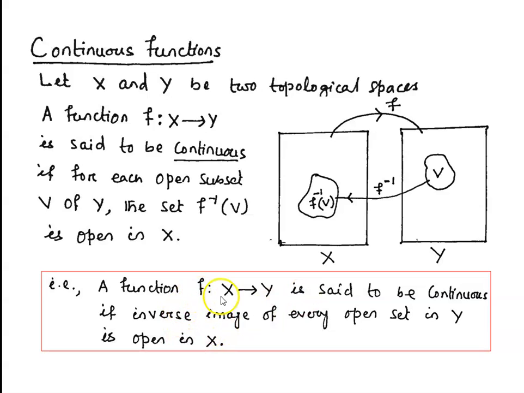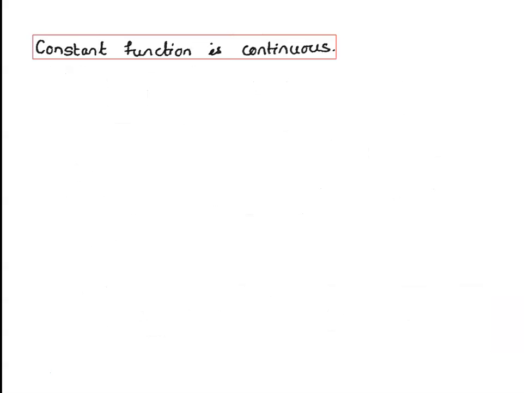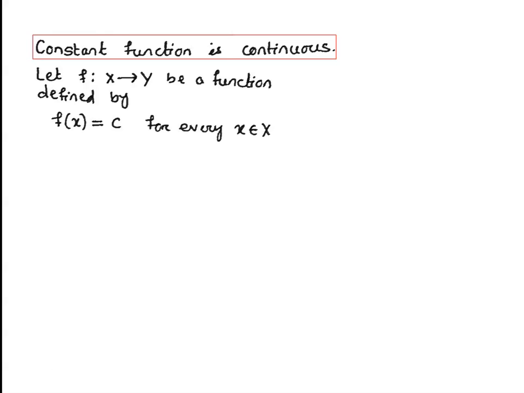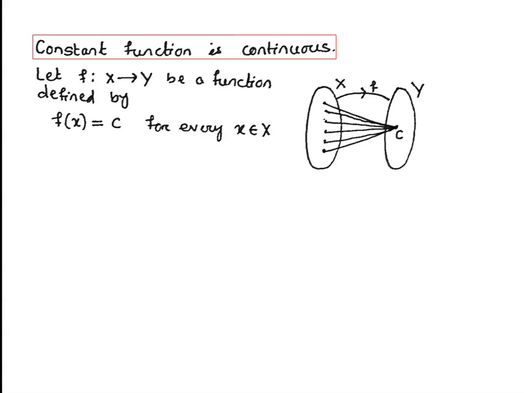In other words, a function f from X to Y is said to be continuous if inverse image of every open set in Y is open in X. Now let us prove that constant function is always continuous. Let f be a function from X to Y, which is defined by f of x is equal to c for every x belongs to X. That means here f is a constant function. For every value of x in X, the image of x is c. We have to prove that this constant function is continuous.